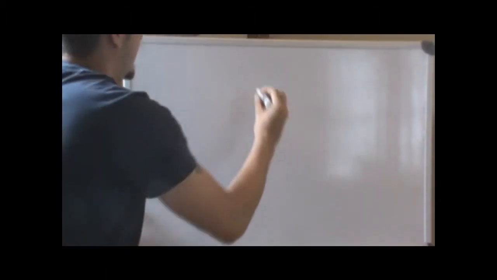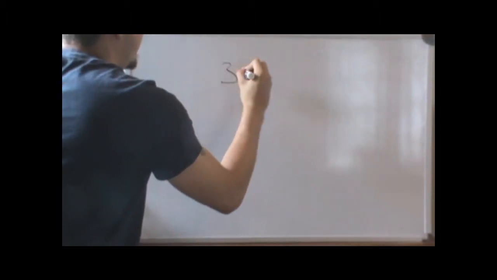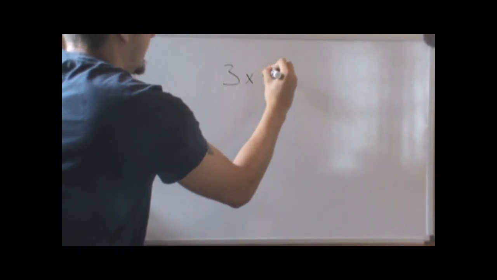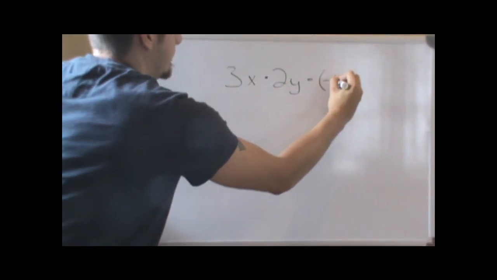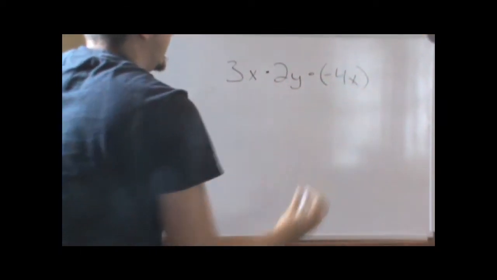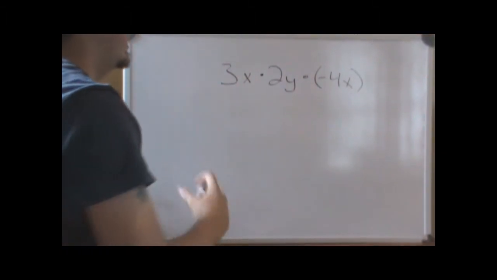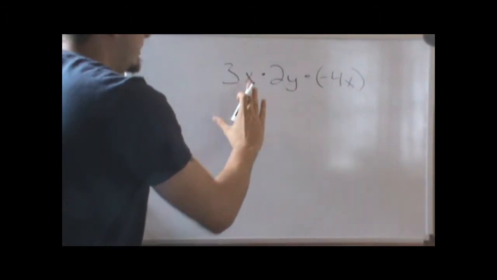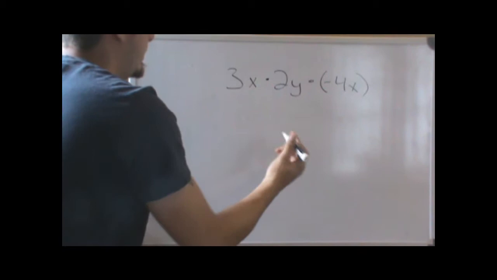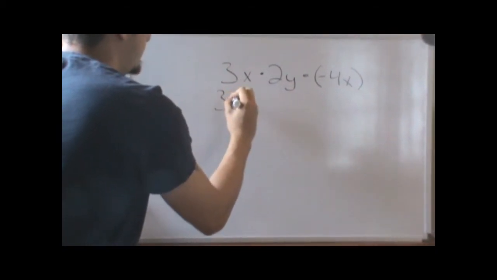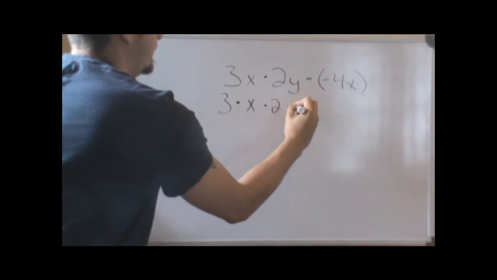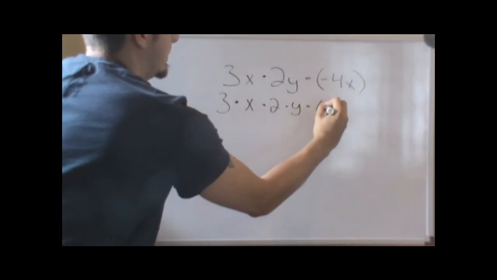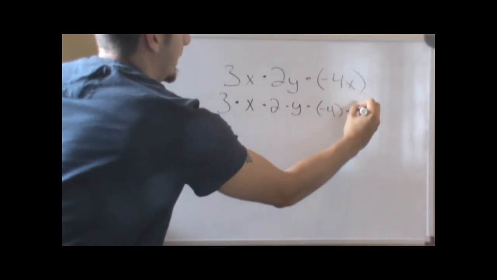So for example, if I have 3x times 2y times negative 4x, okay, in this case I have two x's. And remember, when the number is next to the letter or the variable, it means multiply. So technically I could write this problem like this: 3 times x times 2 times y times negative 4 times x.